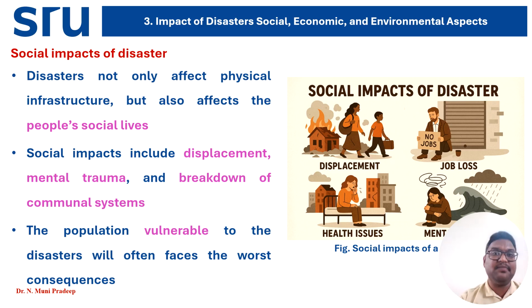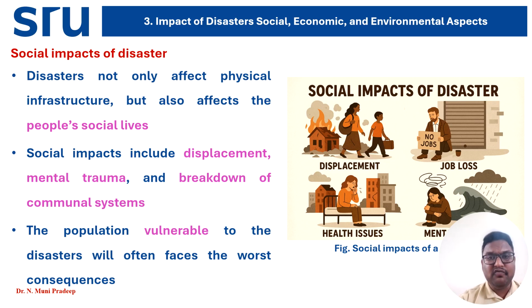Now coming to the second point on this slide, which tells us that social impacts include displacement, mental trauma, and breakdown of communal systems. Think about what displacement means in practice. What is displacement? Just think about it for 10 seconds. In physics, displacement has another meaning, and in civil engineering subjects it means something else. So in disaster management, what is the meaning of displacement?